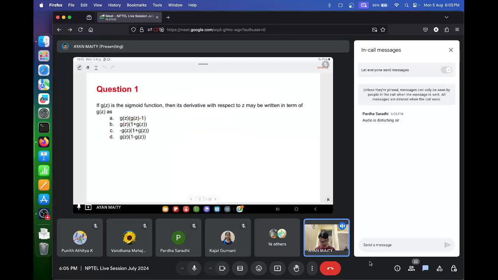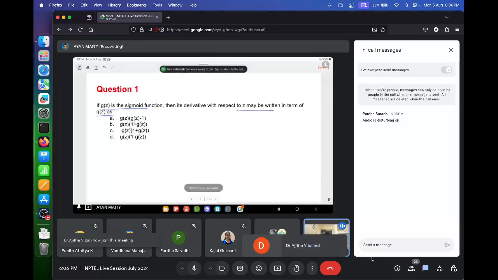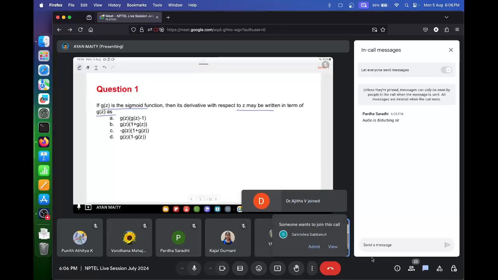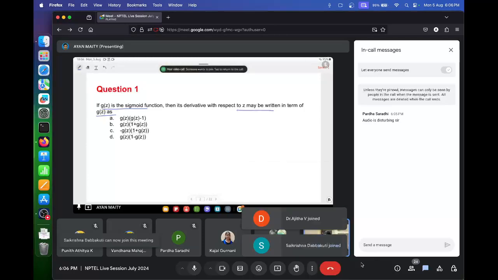This is the first question. If g(z) is the sigmoid function, then its derivative with respect to z may be written in terms of g(z). There are 4 options: g(z) into g(z) minus 1, g(z) into 1 plus g(z), minus g(z) into 1 plus g(z), and g(z) into 1 minus g(z).